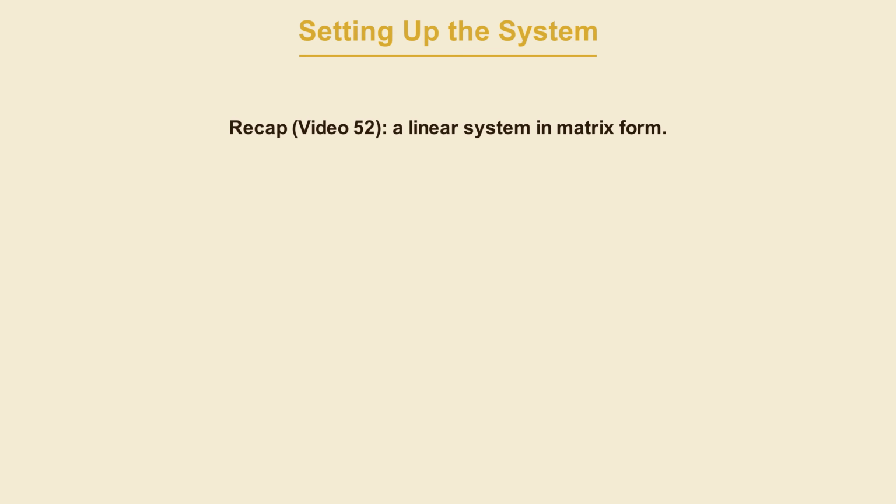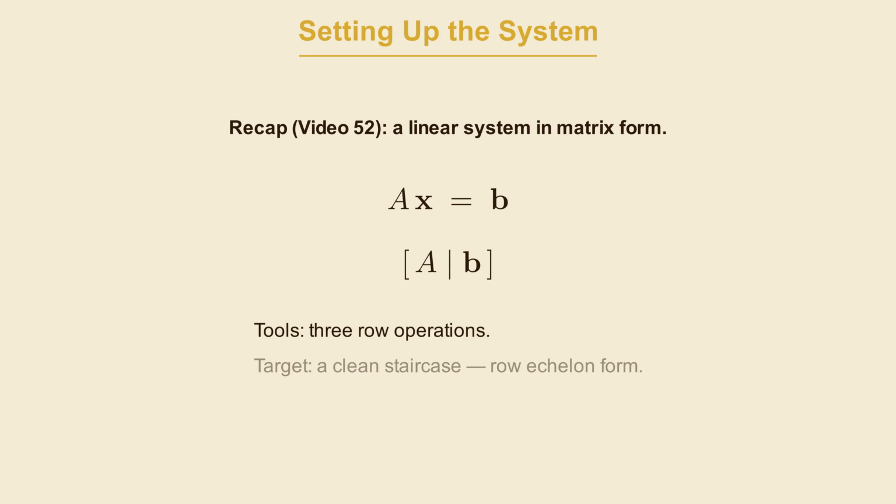So back in video 52, we saw how a linear system of equations can be written in matrix form as AX equals B, and we packaged everything we need into a single object called an augmented matrix, A with a line B. That gave us the setup, but what we haven't covered yet is how to actually solve it. How to take that augmented matrix and get the numbers out on the other end. That's what we're going to do today. The tools end up being three simple operations on the rows of an augmented matrix, and the target we're aiming for is a clean staircase pattern called row echelon form. Once we get the matrix into that form, the rest is mostly mechanical.